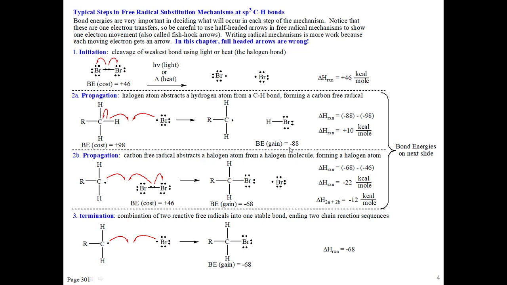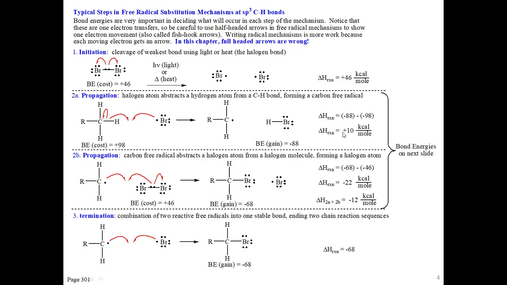It's going downhill. Depending on what type of CH we have over here, it costs us different amounts. But in this particular example, this is a primary. And primary costs us about 98. So that's an expense. We've got to pay that, plus 98 and then minus 88. So overall, this is not a very good reaction because it's uphill, plus 10 kcal per mole. It's a possible reaction, but it's just not going to be real favorable.